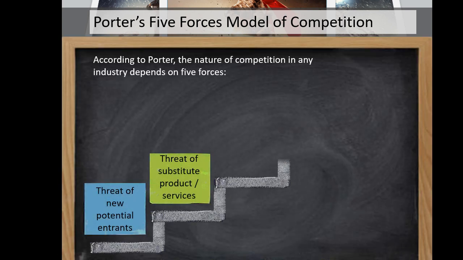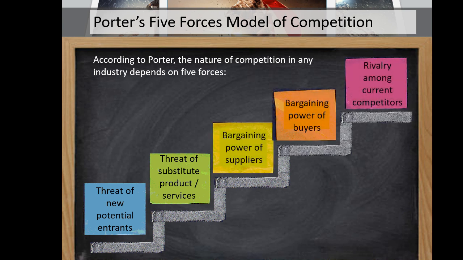According to Porter, the nature of competition in any industry depends on 5 forces. We have the rivalry among current competitors, bargaining power of buyers, bargaining power of suppliers, threat of substitute products and services, and threat of new potential entrants. At any point in time, if anybody starts doing the business that you are doing, your market share has been touched. Don't take it for granted. Change your system, change how you do things, become innovative, become critical in your thinking. That is one sure way you can stay afloat.